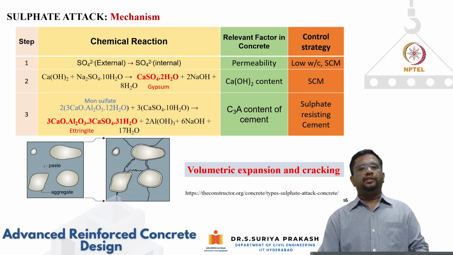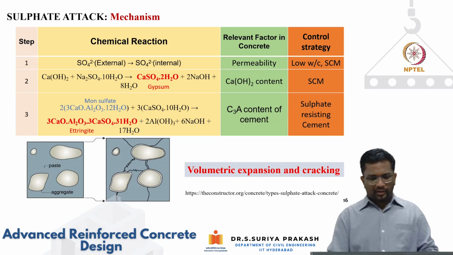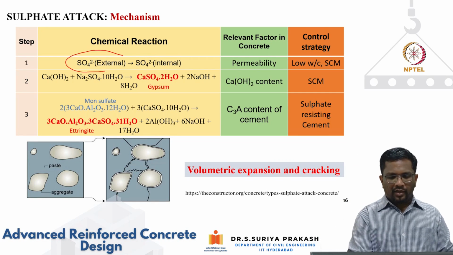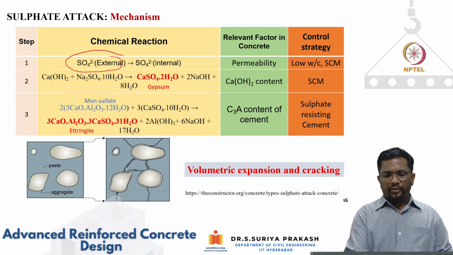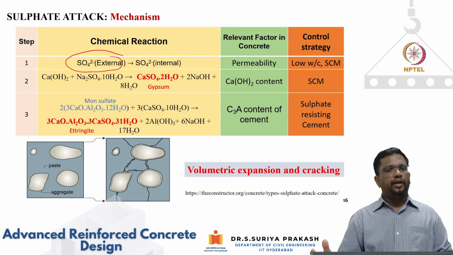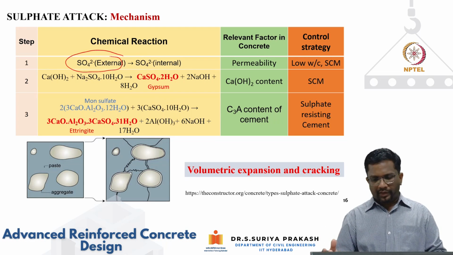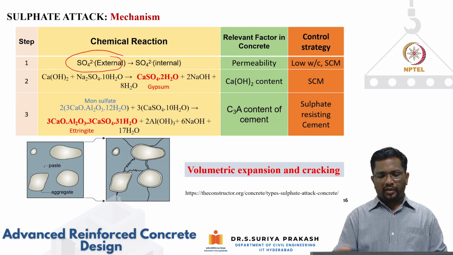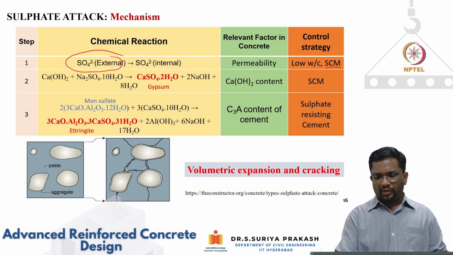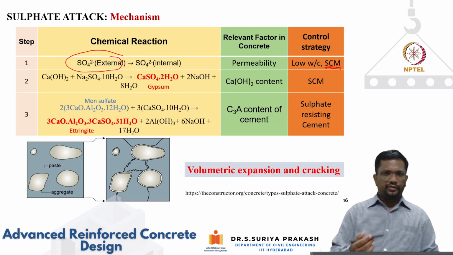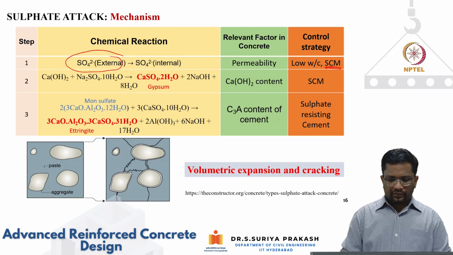Now, what is the mechanism of sulfate attack? This external sulfate, if you have a permeable concrete, can enter and become an internal sulfate. So one way to control this is to use concrete with low water-cement ratio and use supplementary cementitious materials, like we have seen in the previous part of the lecture also.